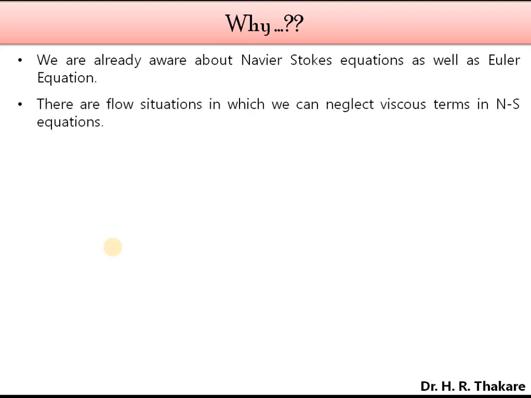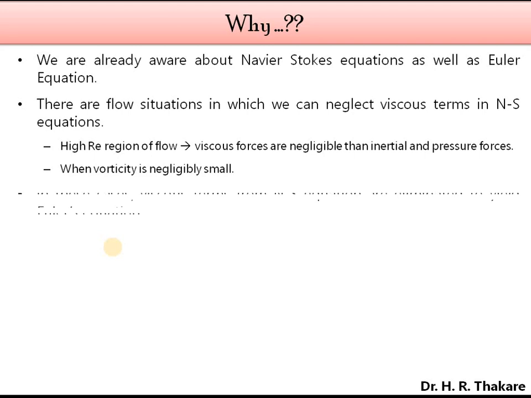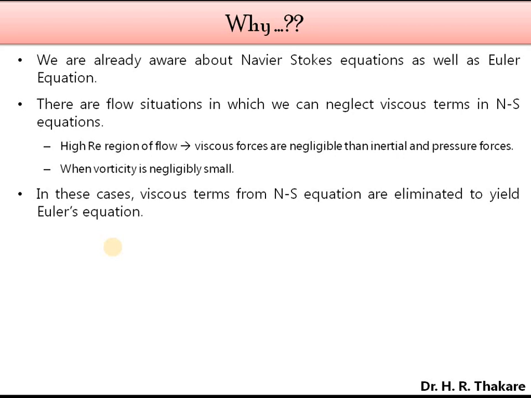There are some situations in which we can neglect the viscous terms in Navier-Stokes equations because the equations are highly complicated. So in order to simplify them, we tend to neglect some terms in those equations. For example, in regions where the Reynolds number is very high, the viscous forces are very much negligible compared to the inertia forces and pressure forces. Also in situations when vorticity is negligible, viscous terms in the Navier-Stokes equations can be neglected so that we can get Euler's equation.